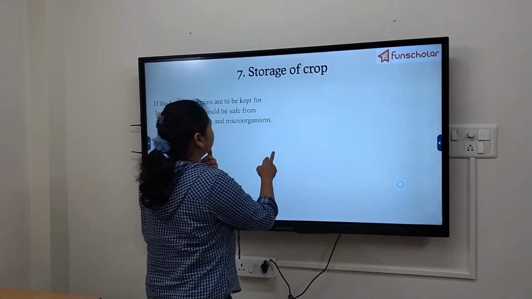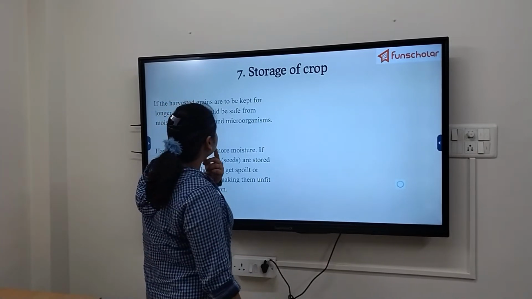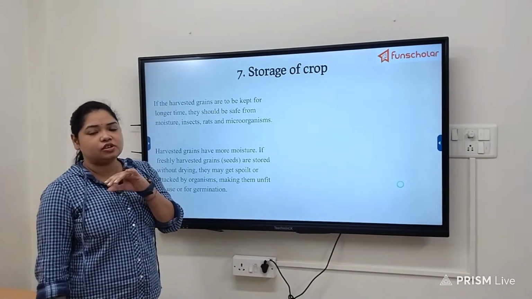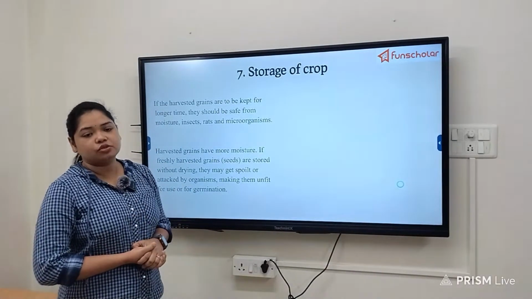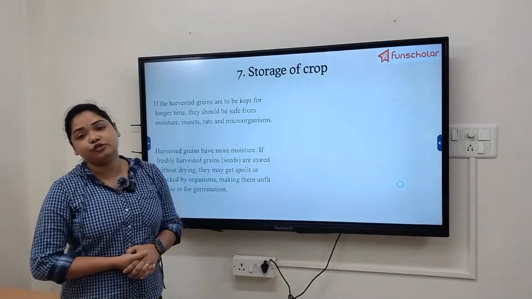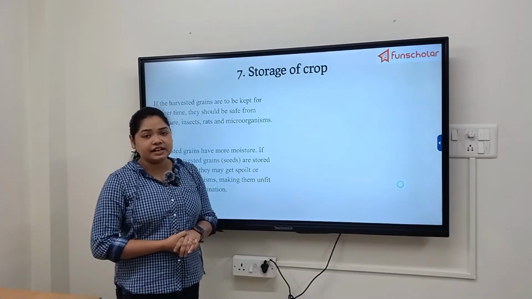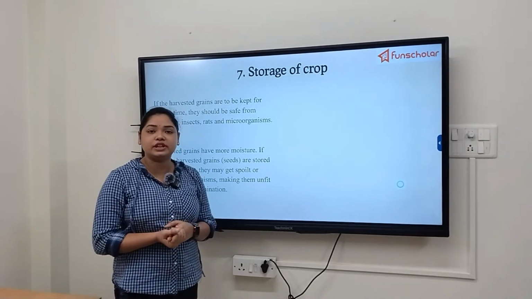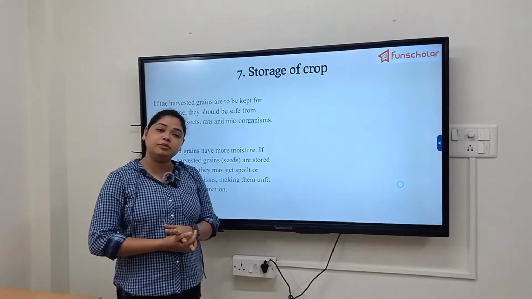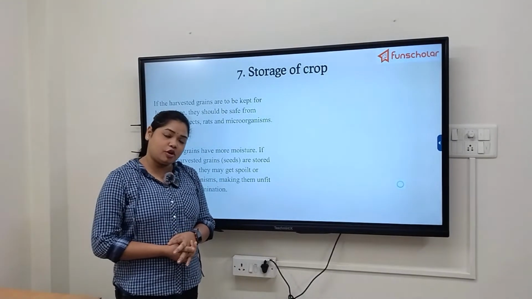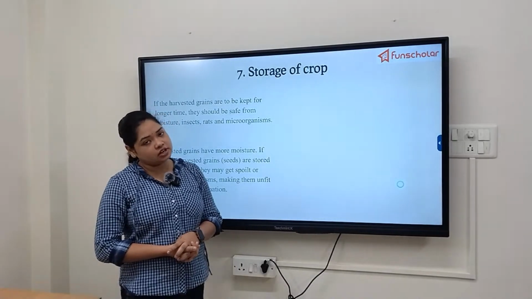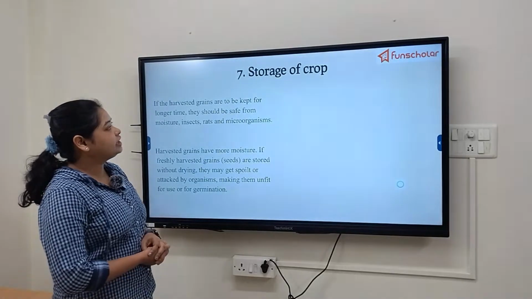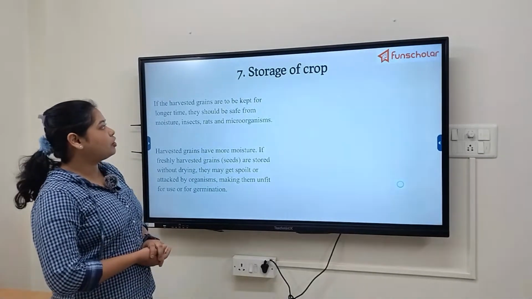Now, storage of crops. Basically, when crops are harvested in large quantity, they are not all utilized at the same time. So, there should be storage also for future use and retrieval. In that case, we need to keep in mind how the crops should be stored so that their quality can be maintained for a long duration of time till they are used for consumption. So, the next or the last stage of the agricultural practice is also very important, known as the storage of crops.